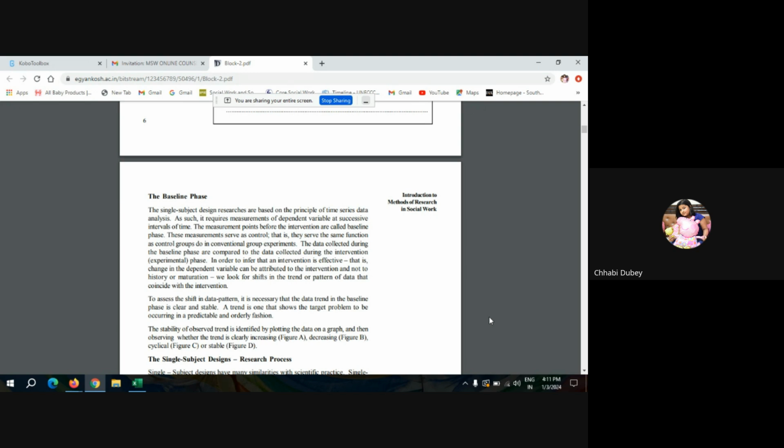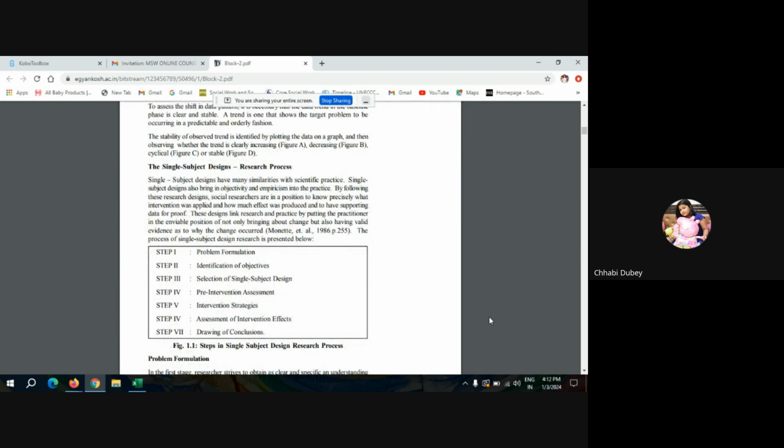So these measurement points before the intervention are known as the baseline phase. This is the phase where nothing has changed. There has been no intervention whatsoever. So that means this will give you a very clear picture of the condition of the dependent variable before the application of the intervention.